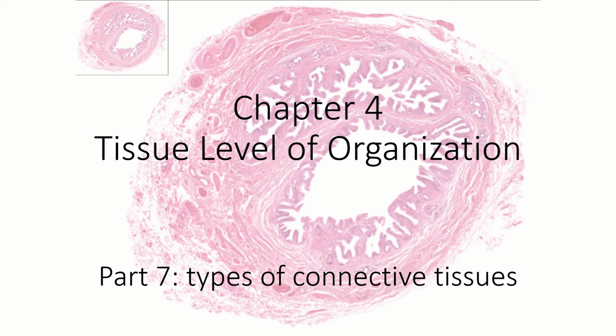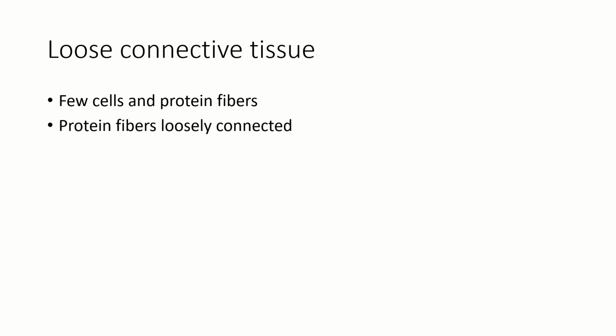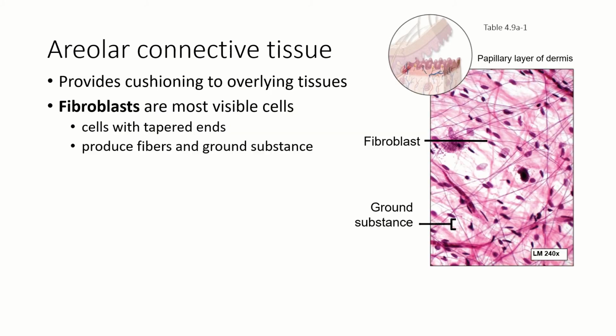Now we're going to start learning the types of connective tissues, how they're characterized, what their functions are, and how to recognize them. The first main group of connective tissues are called the loose connective tissues. Very few cells, not a lot of protein fibers, much more ground substance than in others, and the protein fibers are very loosely connected.